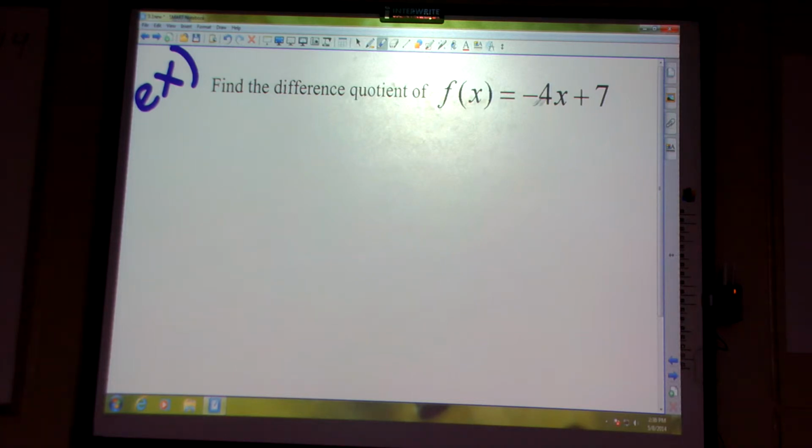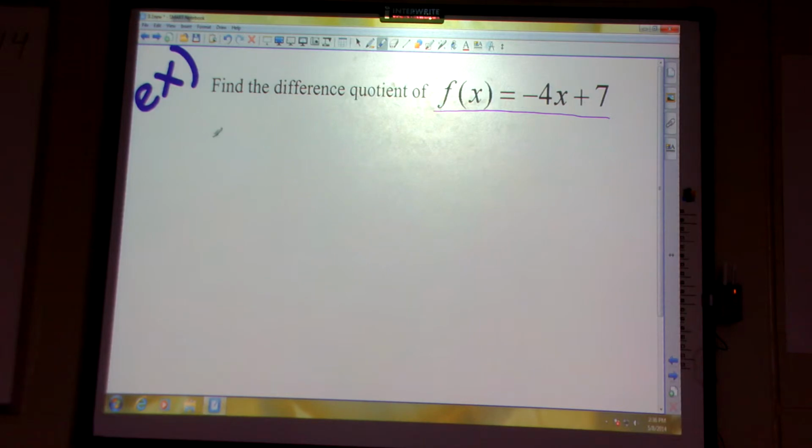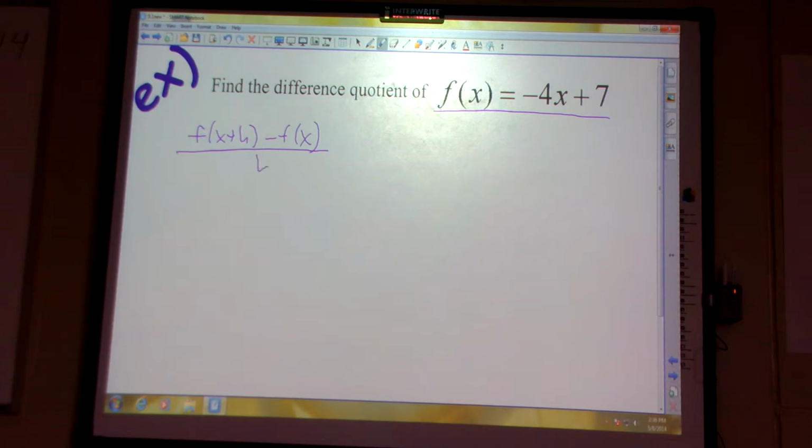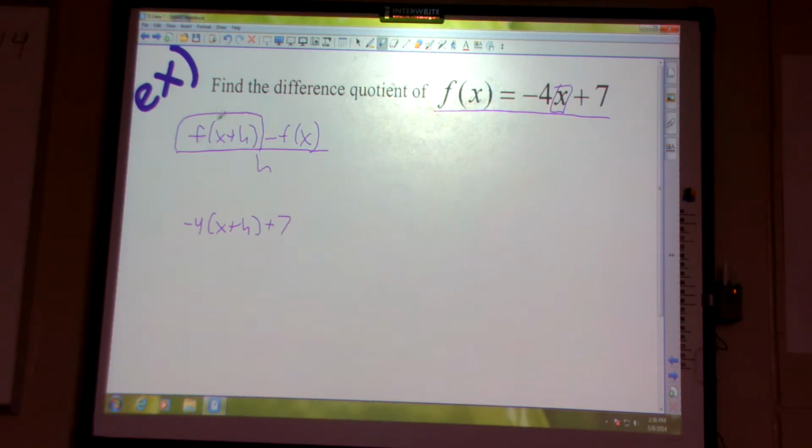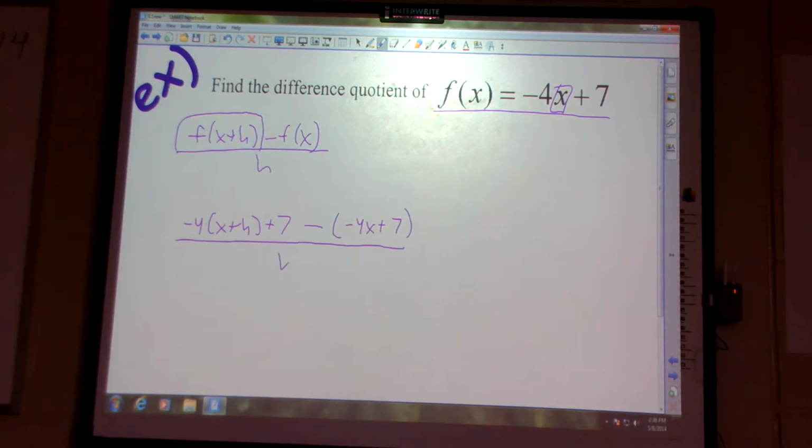f of x equals negative 4x plus 7. So now I have f of x plus h minus f of x all over h. So I'm going to first focus on finding f of x plus h. Well, that would be negative 4(x plus h) plus 7. All I did was plug it in. But that's just this, minus the whole function. But be careful, you better have parentheses there, because you have to subtract all of it. So this is my f of x plus h. This is my f of x.